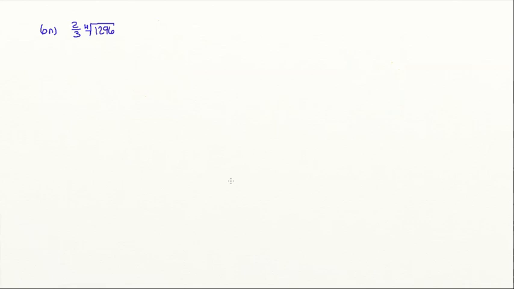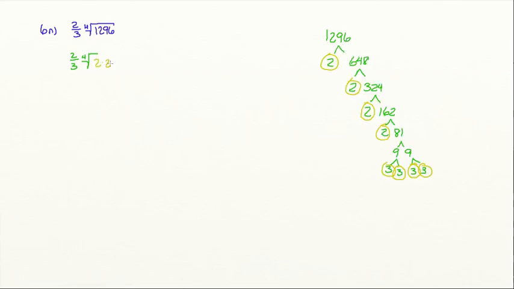6n, 2/3 4th root of 1,296. Again, that's a pretty big number. The 2/3, I'm just going to leave for now. I'm going to deal with that later. I'm going to look at the 1,296. Okay, so I have groups of 4.